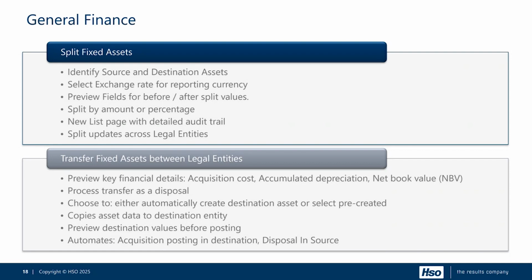So this allows you to preview all the details you'd want to see. What does that asset represent to me in monetary terms, financial terms, and if I move it over to another legal entity, what does that do? So the process automatically disposes the asset in your source legal entity and creates it in the target. And as I say, you can either create a new one, or pre-create one that you want it to go into, and have a little bit of a preview of exactly what that's going to do in terms of values before you go ahead and do it.